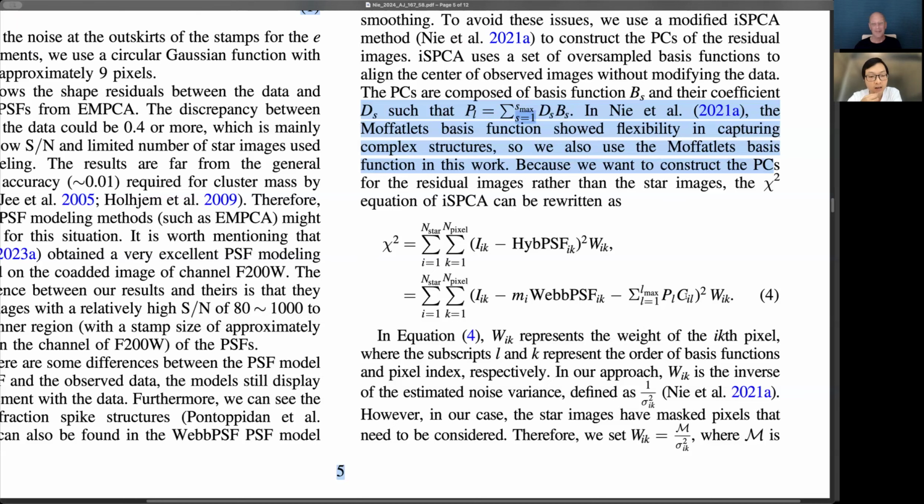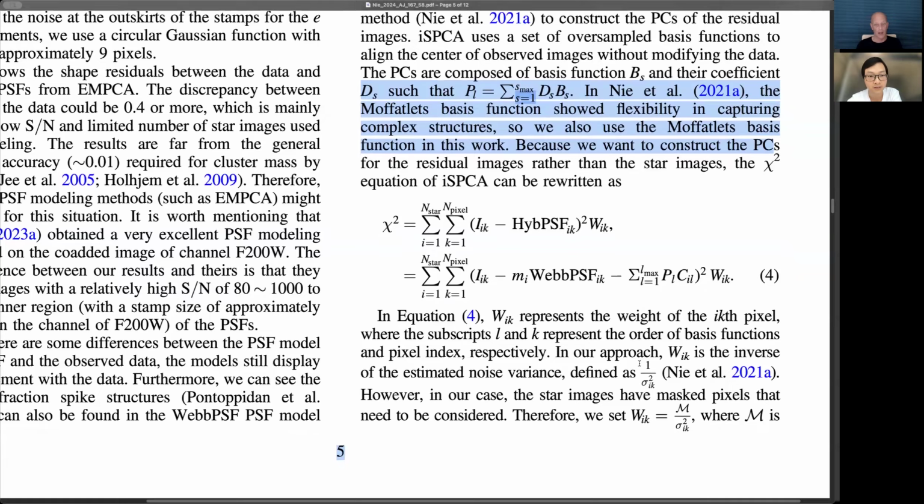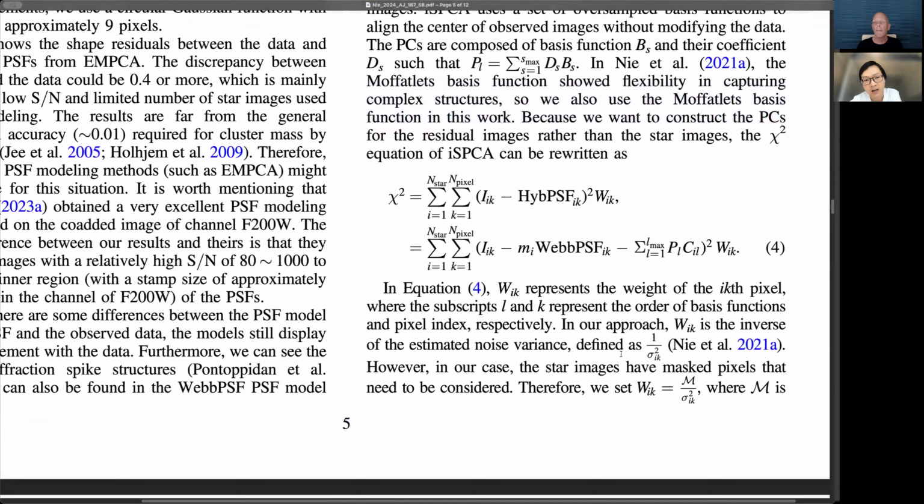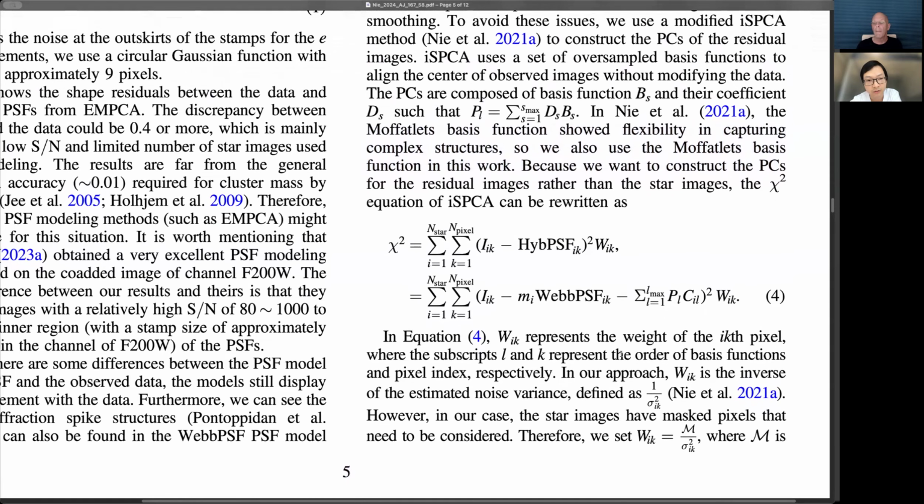Another small thing I want to talk about is that we also tested other kinds of basis functions, such as Gaussian layers or shapelets. Finally, we found that Morphet has the best performance, so we use Morphet in this work.